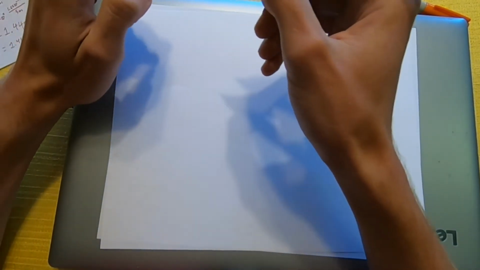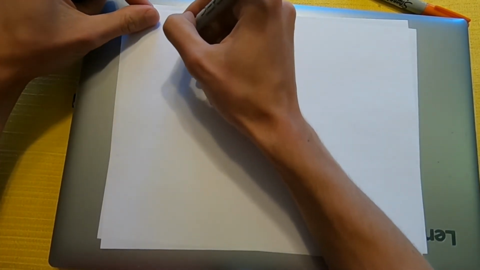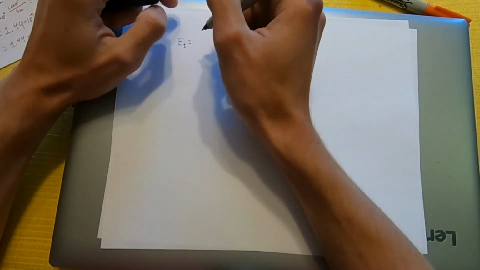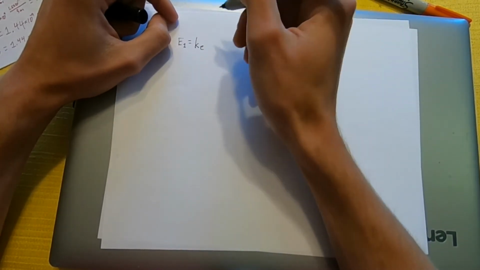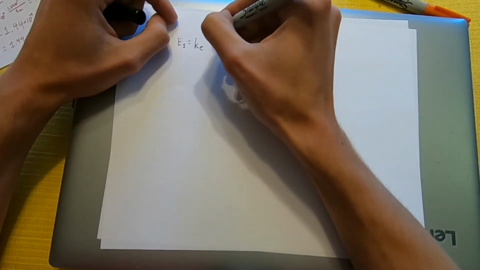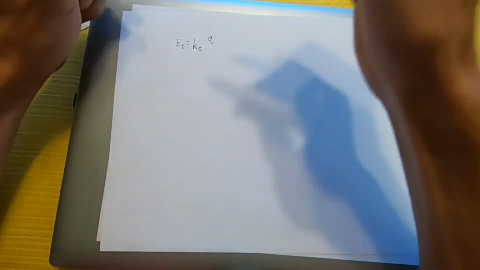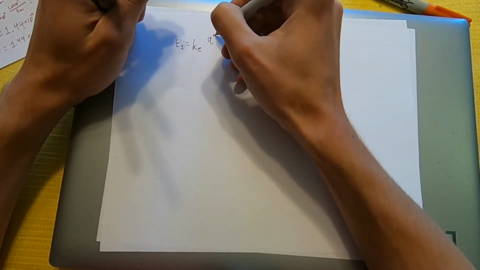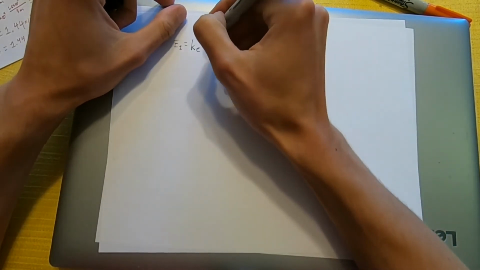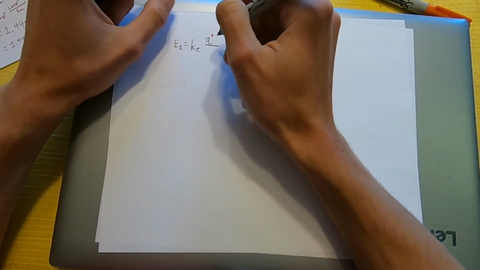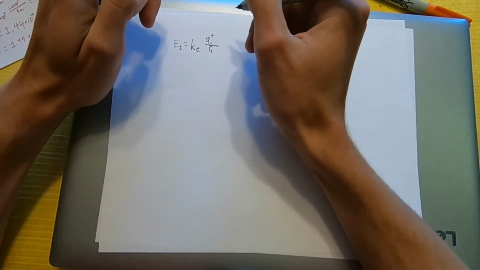So we got our equation here. E1 is going to be equal to Coulomb's constant times the magnitude of Q1, which is positive because we have a proton for our first charge, divided by the distance between that point in space and the center of our charge, Q1.